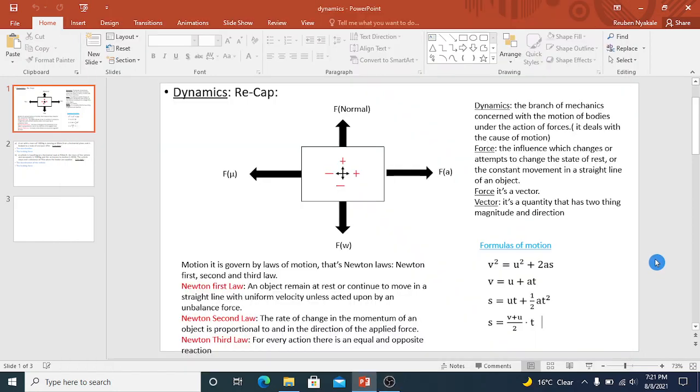Okay, good day, good people. Let us look at dynamics and work. Just take the recap of dynamics and continue with it. Sorry for taking forever. Let us look at the definition of dynamics.